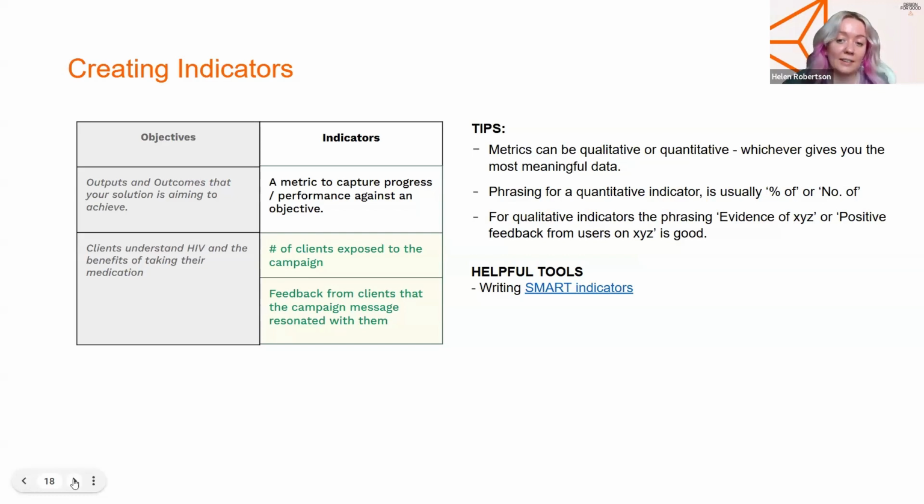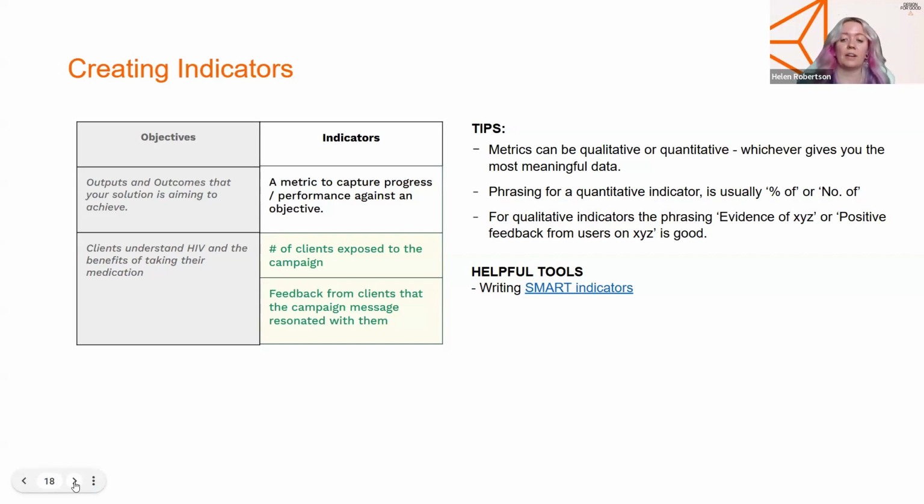And so when creating indicators for your project, the key is to choose metrics, whether qualitative or quantitative, that provide the most meaningful data to your project. So it's going to be different, depending on whose project we're looking at. For quantitative indicators, phrases like percentage of, number of work well, for example, percentage of clients reached by the campaign. For qualitative indicators, consider phrasing like evidence of XYZ or positive feedback from users on XYZ. These help capture more nuanced insights such as user satisfaction or perceived impact. And by combining both types of indicators, you gain a more comprehensive understanding of your project's impact.